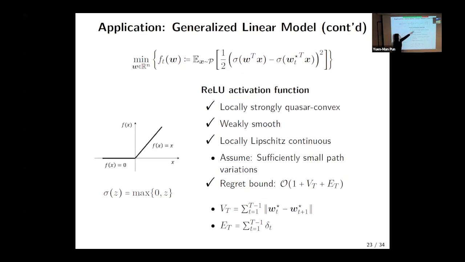And if we use ReLU activation function, so this part is flat. So as I've mentioned, the analysis would be more challenging. So everything would be local. So we have locally strongly quasar-convex, weak smoothness, and local Lipschitz continuous. So we need the path variation to be sufficiently small. So for every iterate, it would lie in the region that satisfies these properties. And we would have the regret bound in terms of the cumulative path variation and cumulative gradient error.